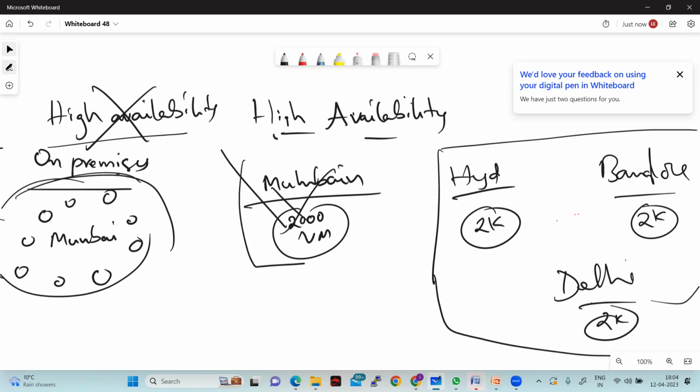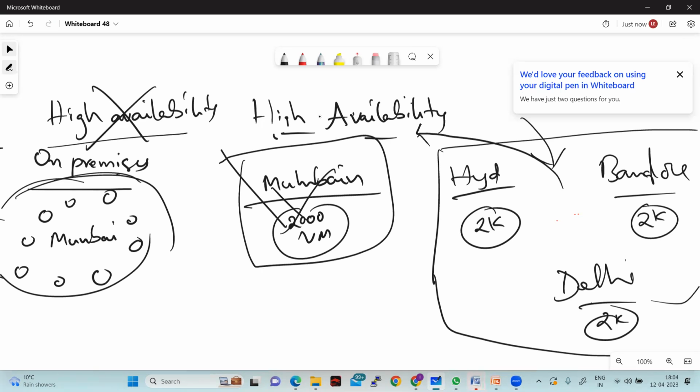So if something goes wrong in a particular location, my application still has servers running in different locations, through which I can achieve this high availability. This is only possible when you take the resources from the cloud providers.